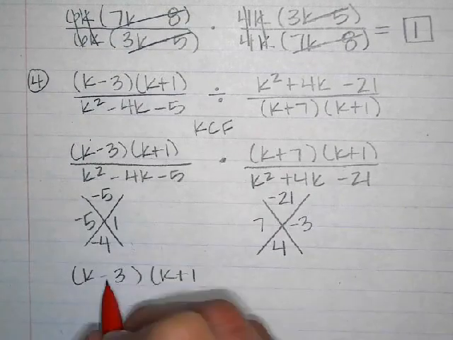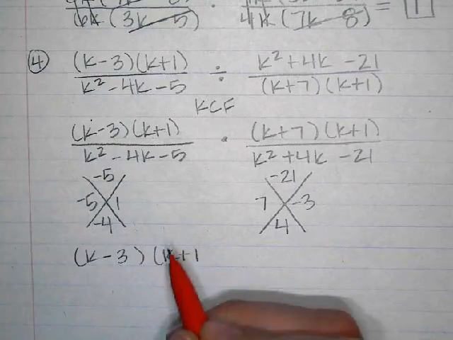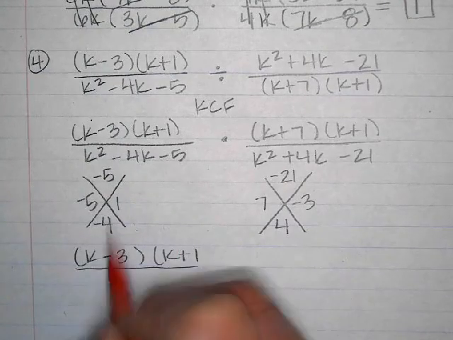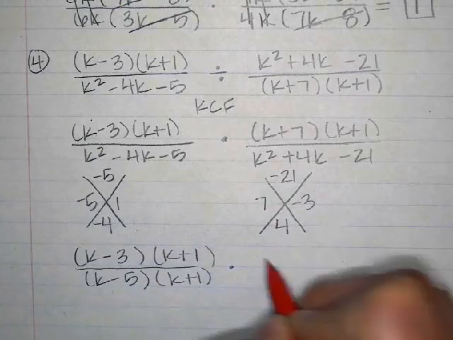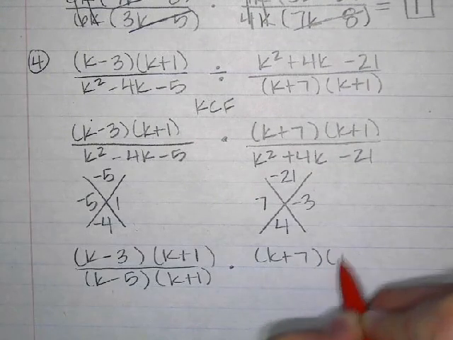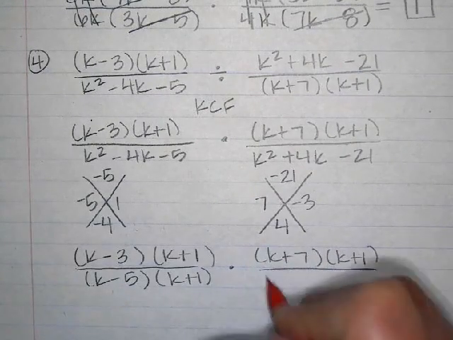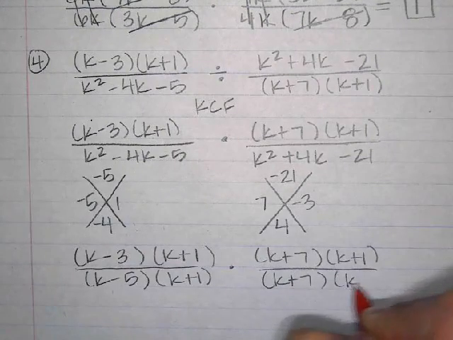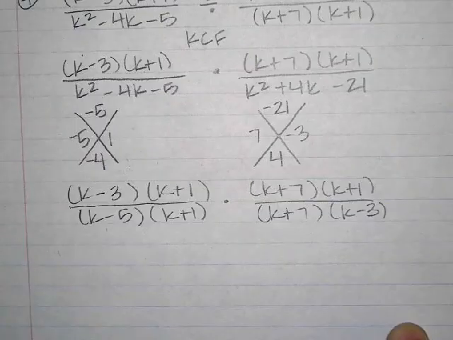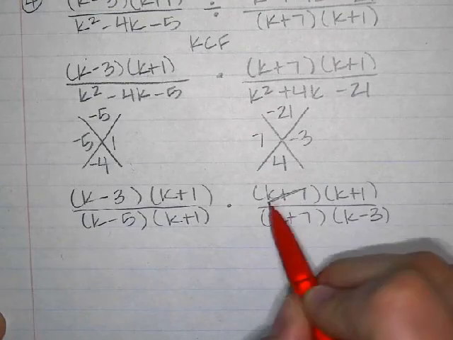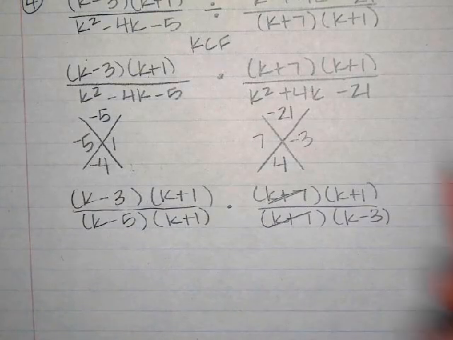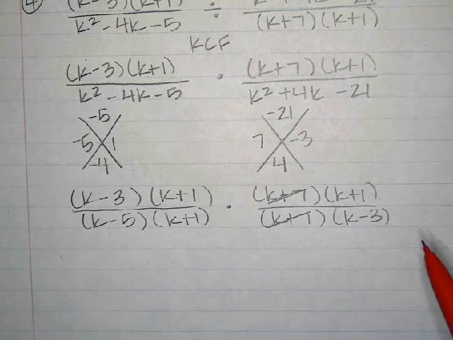Over k minus 5, k plus 1. Times k plus 7, k plus 1. Over k plus 7, k minus 3. Okay. So what cancels? K plus 7, K plus 7, K minus 3, K minus 3, K plus 1. Now, do I cancel out all 3 of the K plus 1s?